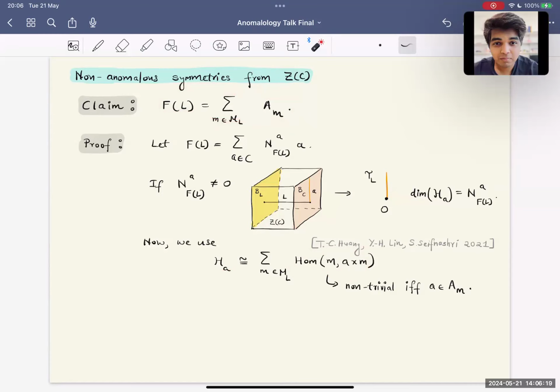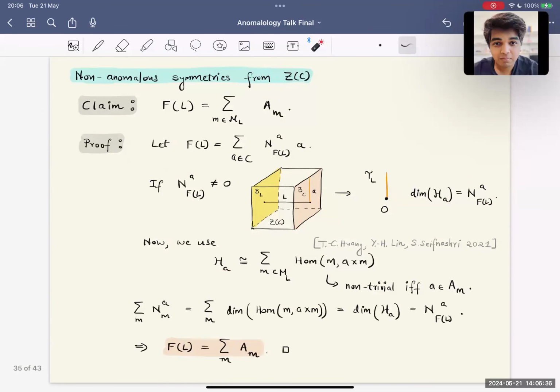Let me go to one interesting application and conclude the talk, because it's already past 1 hour. Basically, if you go through this argument, every time you have this multiplicity, it is a dimension of the Hilbert space, and you use this isomorphism, you can show that the number of times a line operator appears in F of L is equal to the number of times a line operator appears in the sum, which is saying that these are the same as objects.